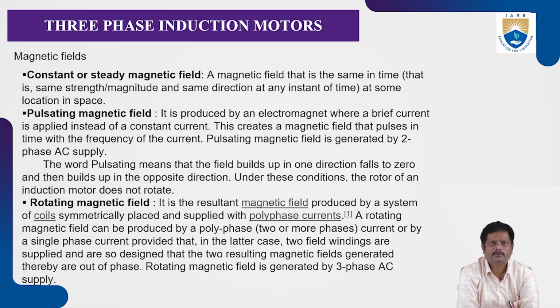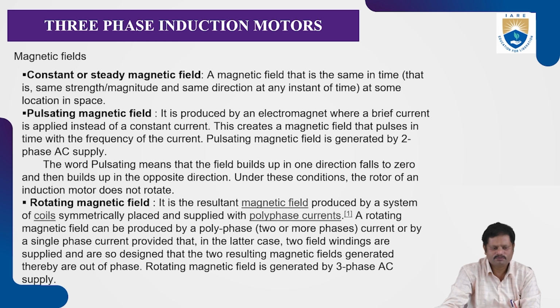Depending upon supply, machines work on AC supply and DC supply. With DC supply, the machines are DC generators and DC motors. Also, depending upon the magnetic field, there are three types of fields: first, constant or steady magnetic field, then pulsating magnetic field, and rotating magnetic field.